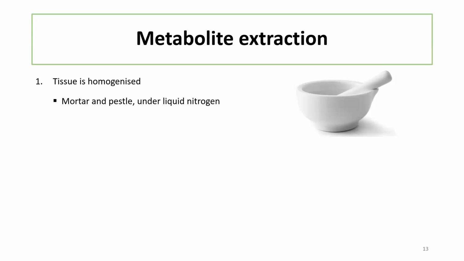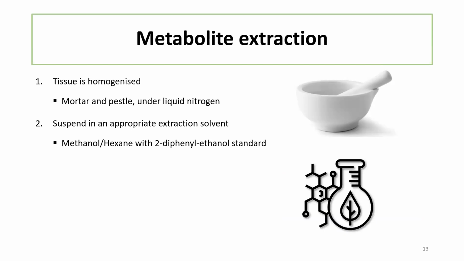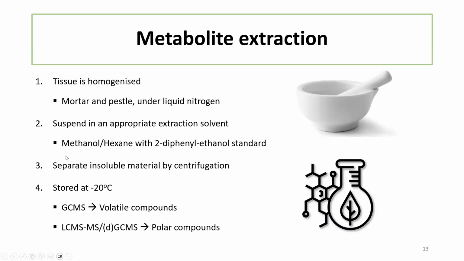Then we did our metabolite extraction. It was done with a mortar and pestle and liquid nitrogen. And then we did our extraction with either methanol for the polar compounds or hexane for the volatiles, using 2-diphenylethanol as a standard. We separated the insoluble material out by centrifugation, and then stored it at -20 degrees Celsius. Then we wanted to send some for GCMS and some for LCMS-MS. And then we wanted to derivatize some of the methanol extracts so that we could also run them on GCMS. So both of those would be the polar compounds, just run with 2 different techniques.